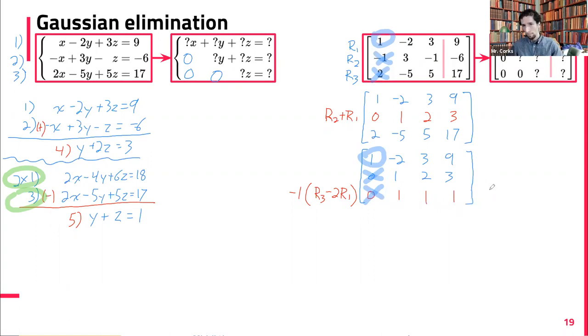So, Mr. Corks, can I ask a question? Sure. Why are we subtracting 2 row 1s from row 3? Why can't we do the opposite? Why can't we subtract row 3 from 2 row 1s?